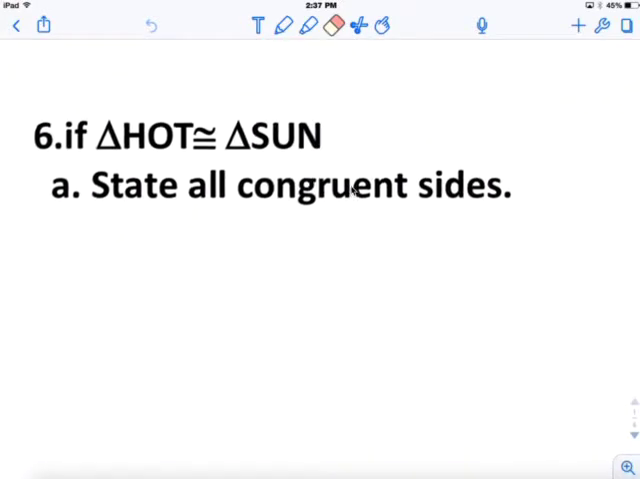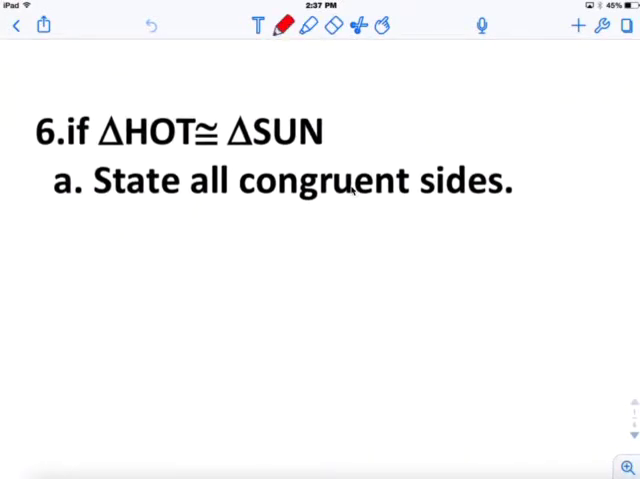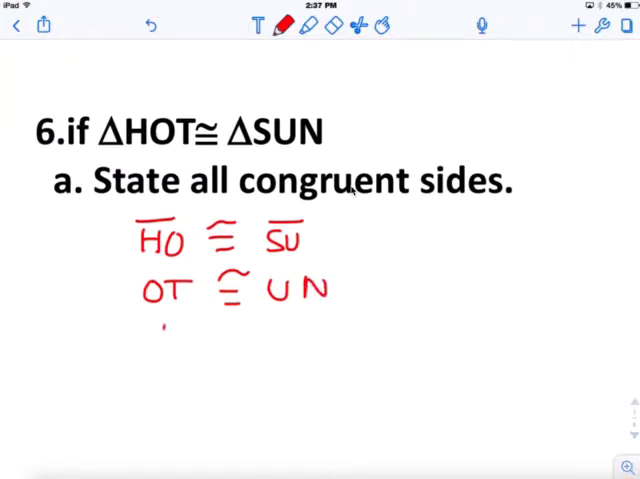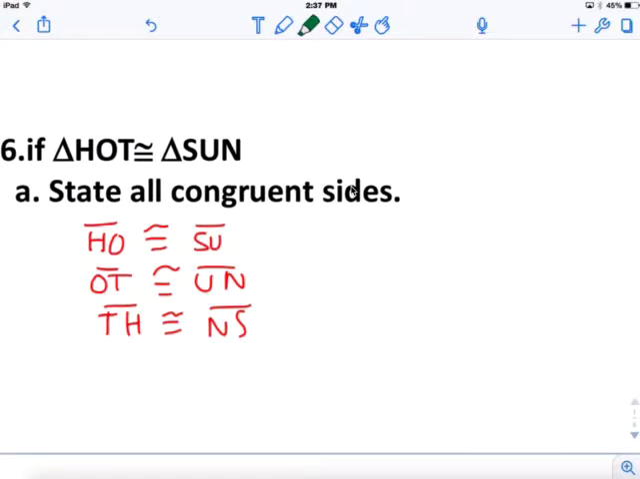Okay, I started this here. So state the congruent sides. Line segment HO is congruent to line segment SU. OT is congruent to UN, and line segment TH is congruent to NS. Make sure you write it H to S, okay, so that the vertices are corresponding.